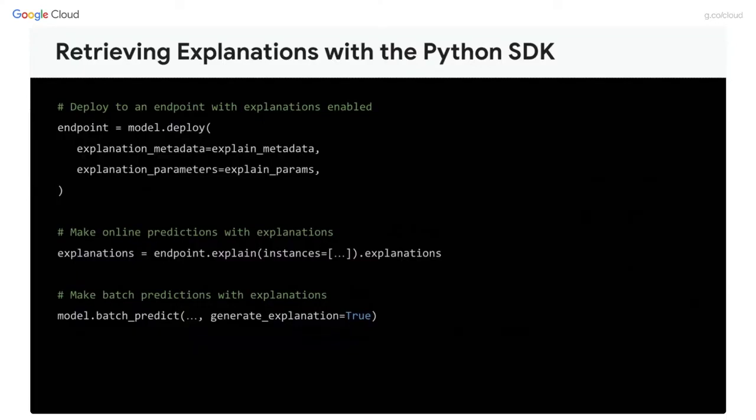Once you've done that, you have an endpoint with explainability turned on. You simply call endpoint.explain, and then you can get those explanations back from the SDK. That's for online predictions. If you're doing batch predictions, it's similar, you just add an extra optional parameter called generate explanation. And say in that case of printing out to a BigQuery table, we just see some additional information there about the explanations along with our predictions.